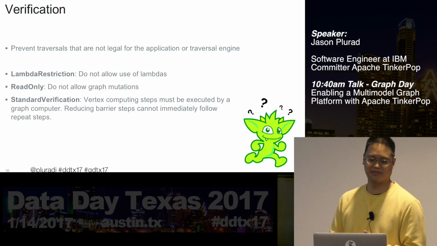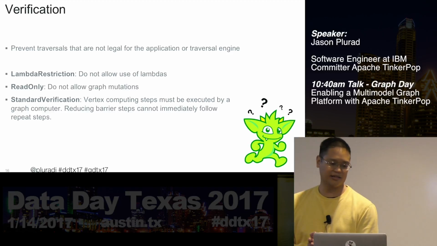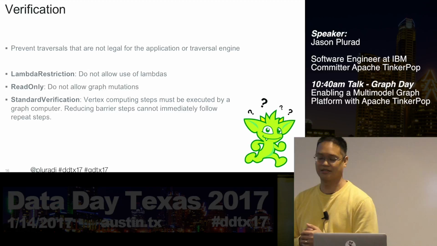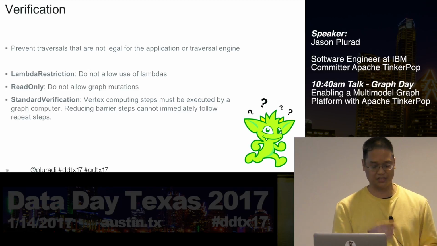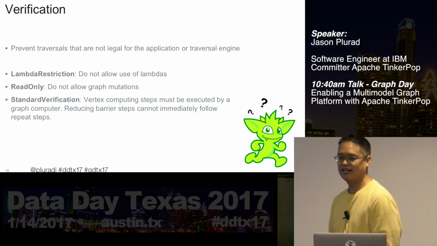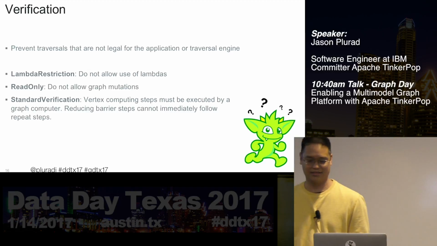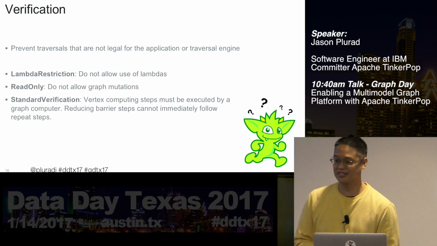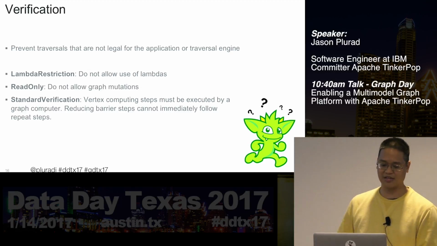Verification, so this is at the very end, this is making sure that you're not doing anything illegal at compile time. This could be either based on the Gremlin syntax or on specific application restrictions. So for example, lambda restriction. TinkerPop is written in Java, and it allows you to provide functions, essentially, where you can do whatever you want with the objects at every step.